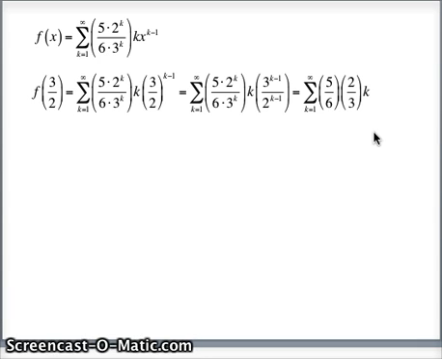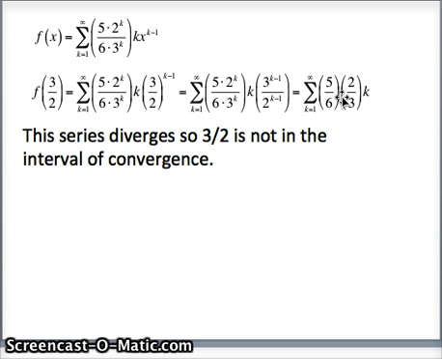Does that converge? Certainly not. By the divergence test, as k gets large, this whole thing gets large. It goes to infinity. If the sequence does not converge to 0, the series diverges by the divergence test, or the nth term test. So no, 3/2 is not in the interval of convergence.